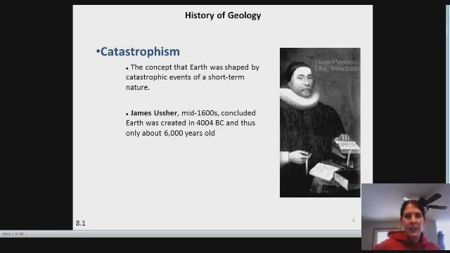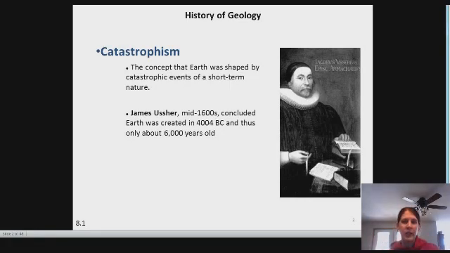First we need to get a brief history of geology. We've started talking about geologic concepts, how minerals are formed, how rocks are made, how the earth is formed and deformed because of these. But we really need to understand geology as a science and how it has been developed, because that really influences our current understanding. So we're going to start with catastrophism.